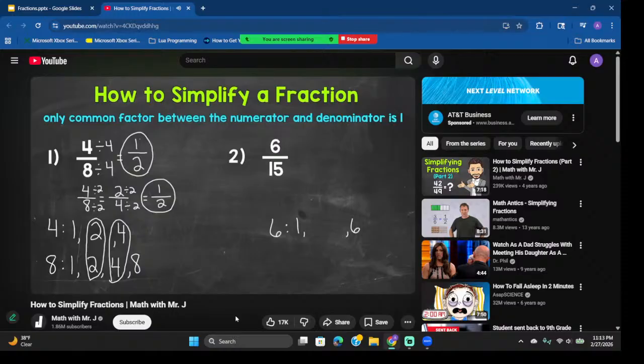Well, we know 2 times 3 equals 6. So 2 and 3 are factors of 6. And those are the factors of 6. 1, 2, 3, and 6.